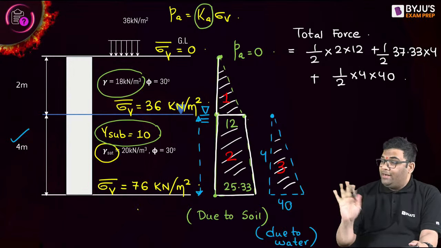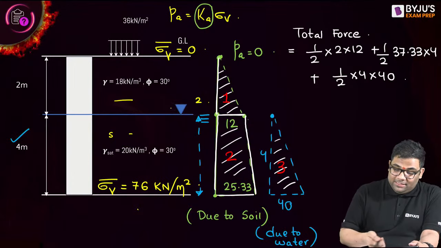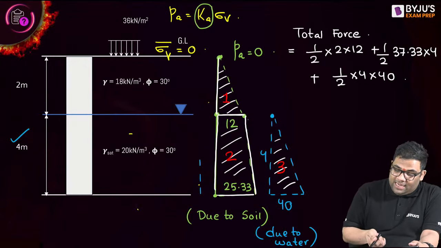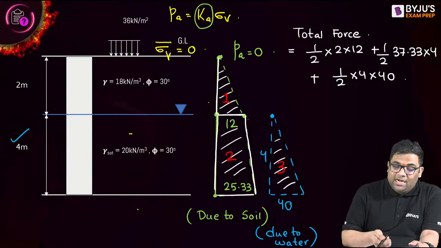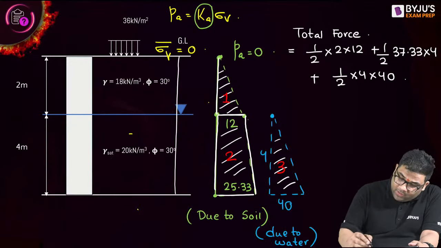Now don't add yet. The surcharge is remaining. Due to the surcharge, I told you it will be a uniform distribution, right? From top to bottom, I will get a uniform distribution.